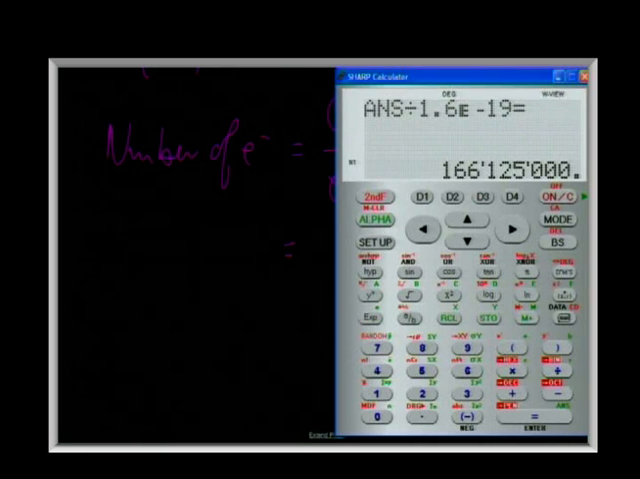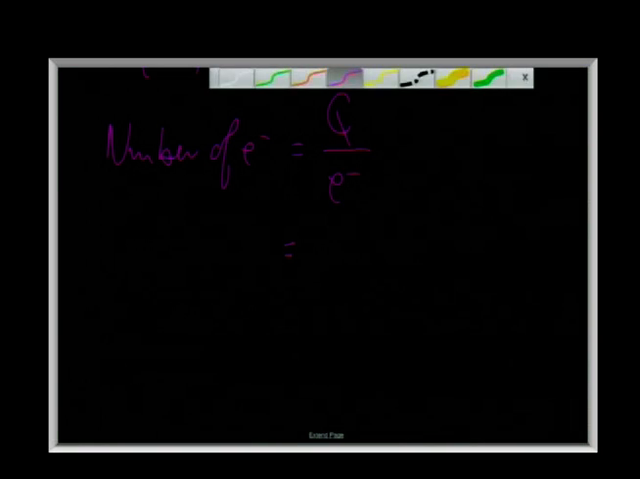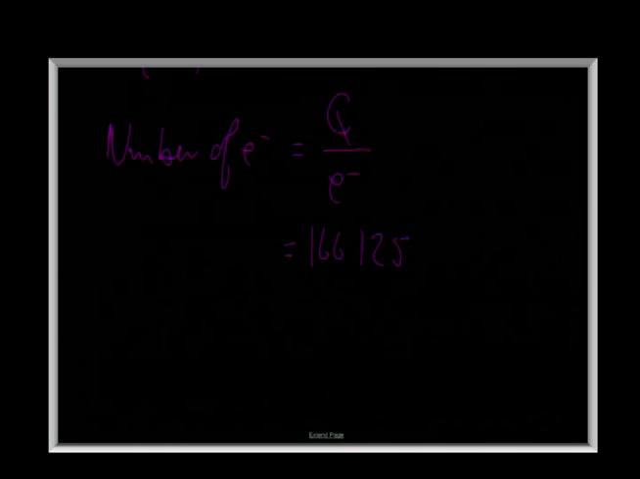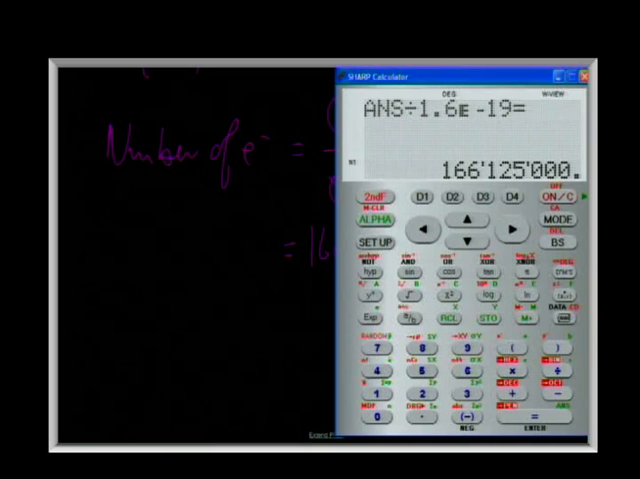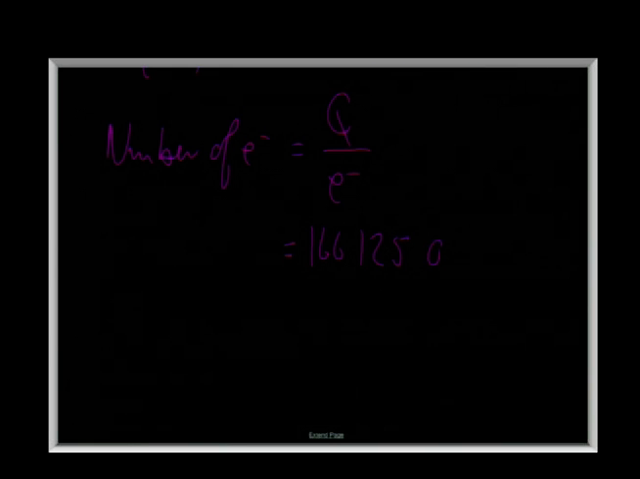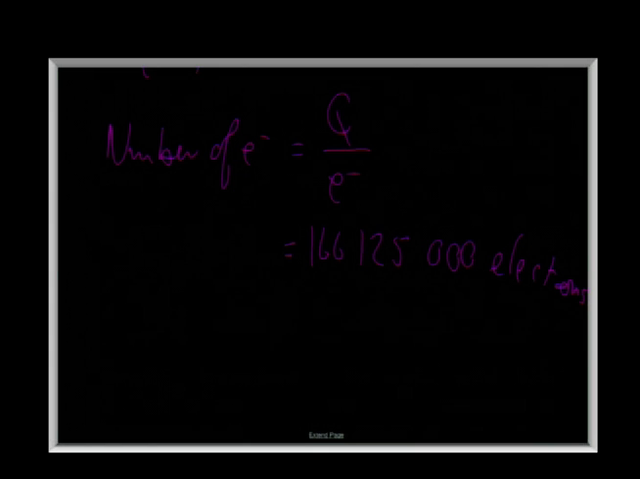Look at it, 166,125, and then if you take a look, 000. Very impressive that it was actually 000, and there's no fraction in that. And that's a whole number of electrons, because you see, charge is quantized. So there we go. We've got an exact number of electrons, and that was the point of this particular question.